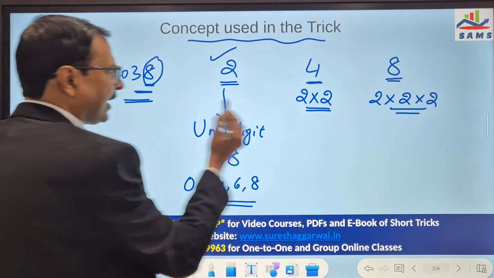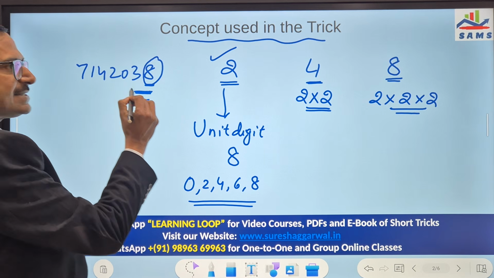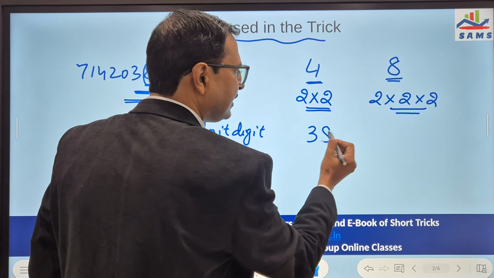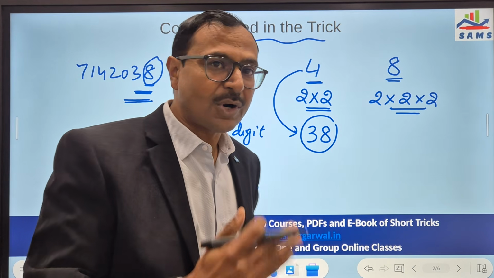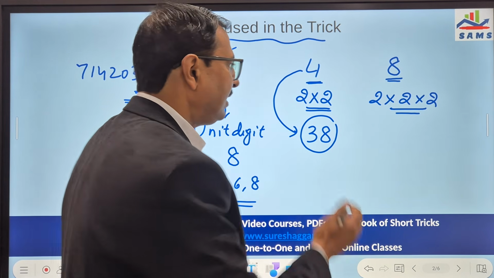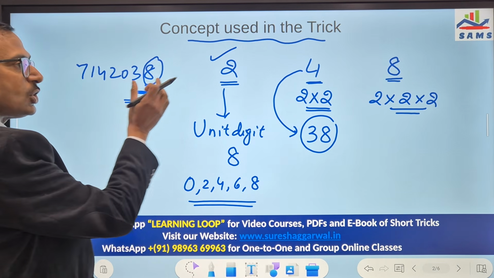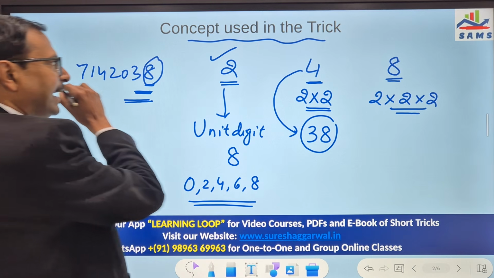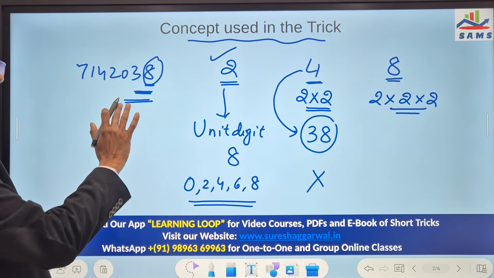I told you there are 2 factors, so we consider the last 2 digits. Last 2 digits, it is 38. And 38 does not occur in the table of 4. 4 does not divide 38. And if the number formed by the last 2 digits is not divisible by 4, then the entire number is also not divisible by 4.